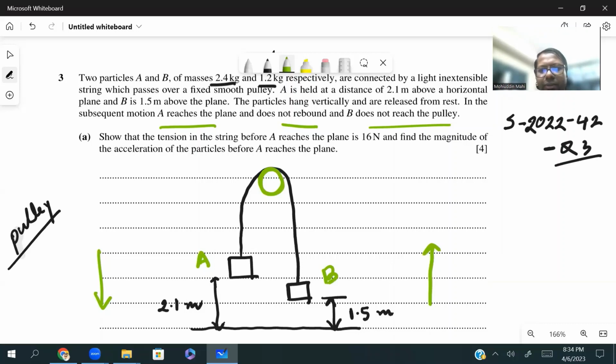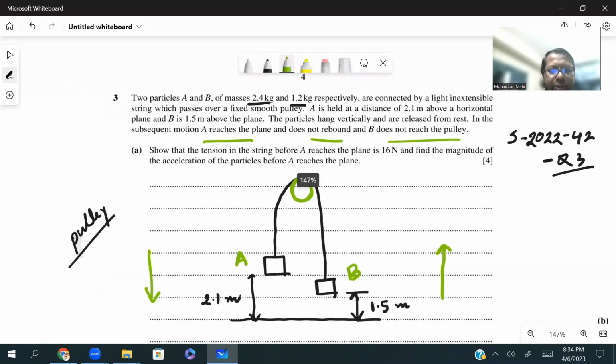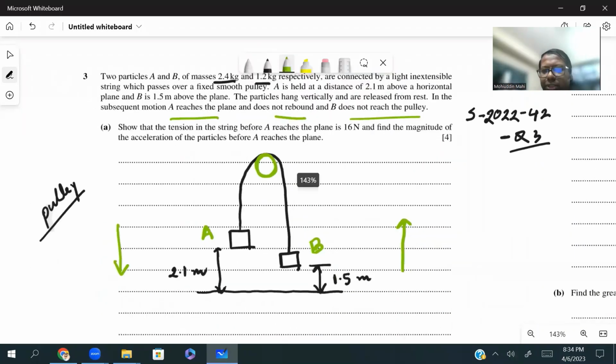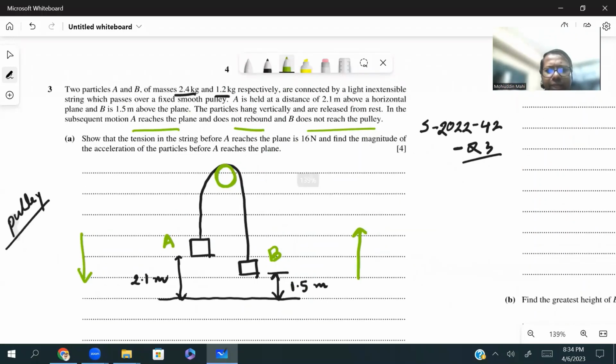So we need to find the tension. Show that the tension in the string before A reaches the plane is 16 Newton and find the magnitude of the acceleration of the particles before A reaches the plane. So we need to find the acceleration, and at the same time, we need to show that the tension is 16 Newton. Now, at first, let's find the corresponding Newton's second law equation.